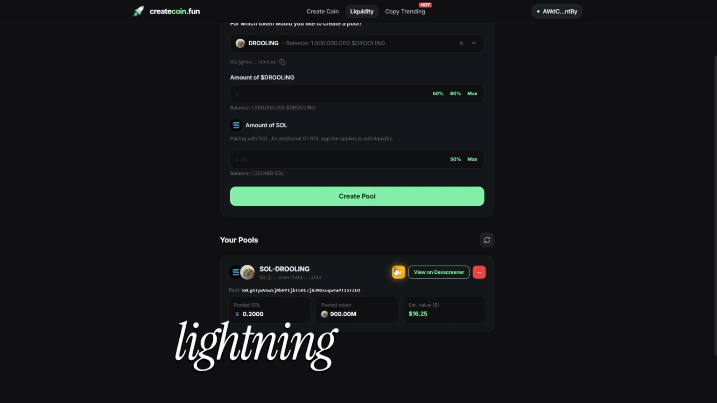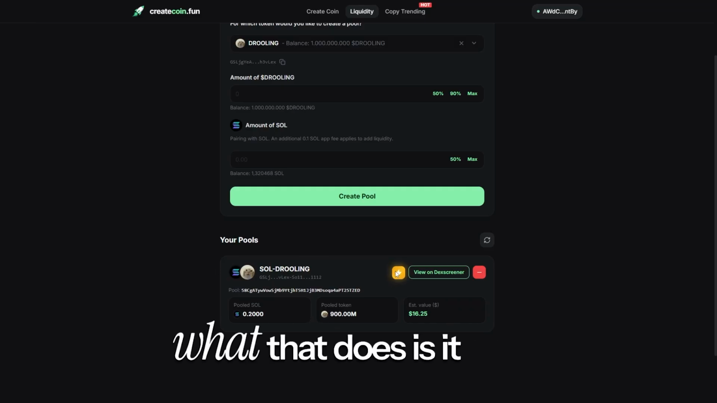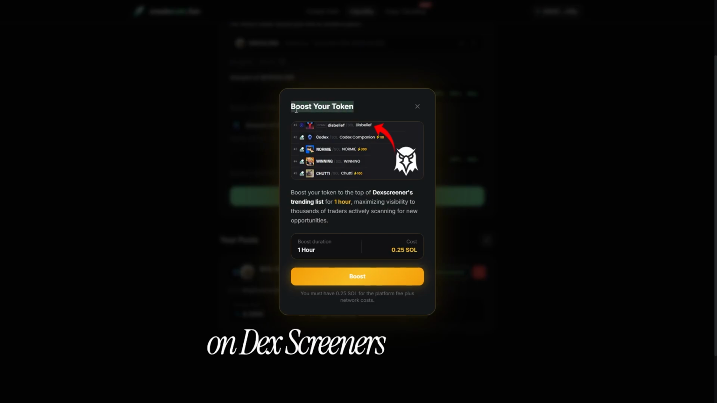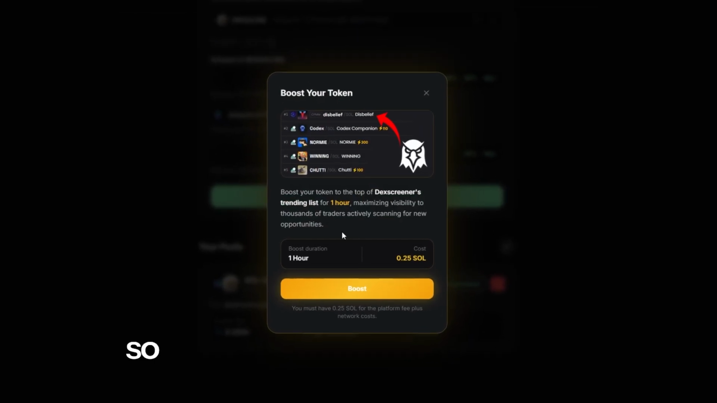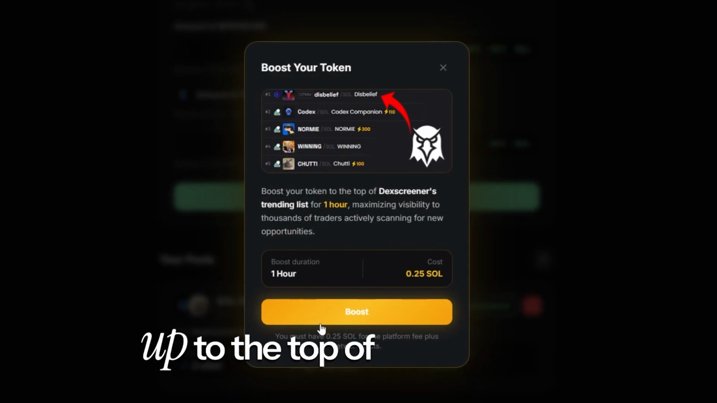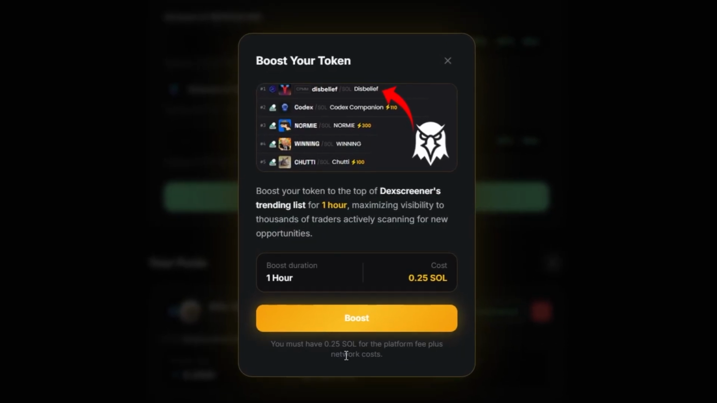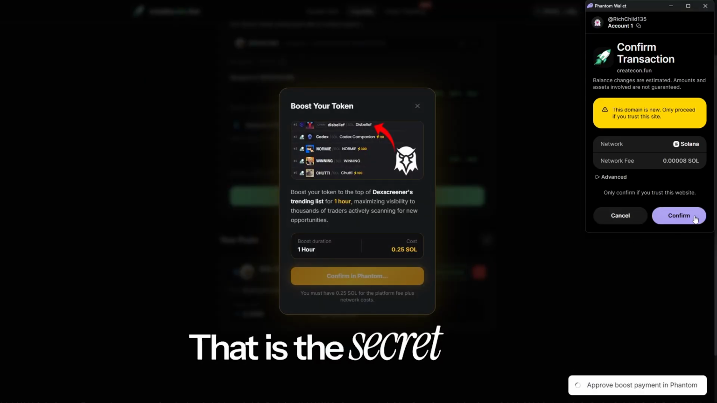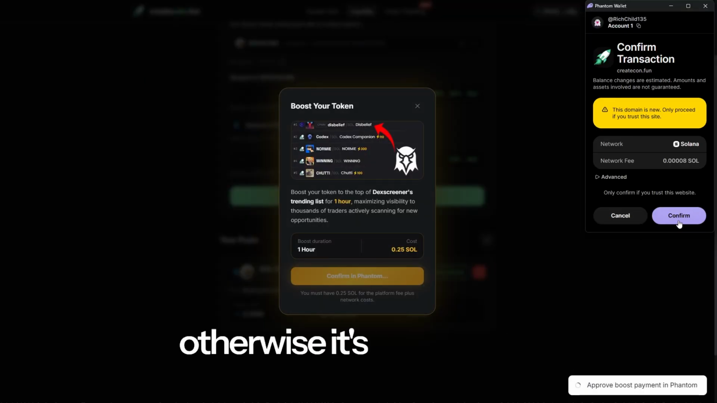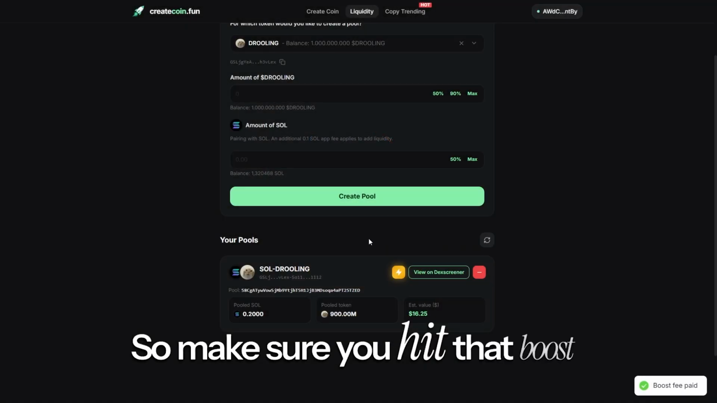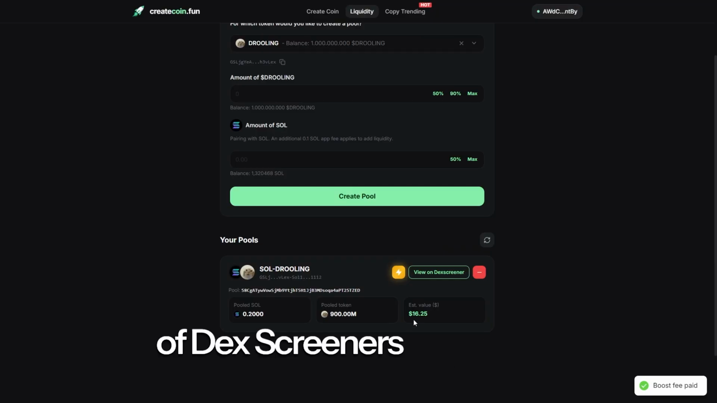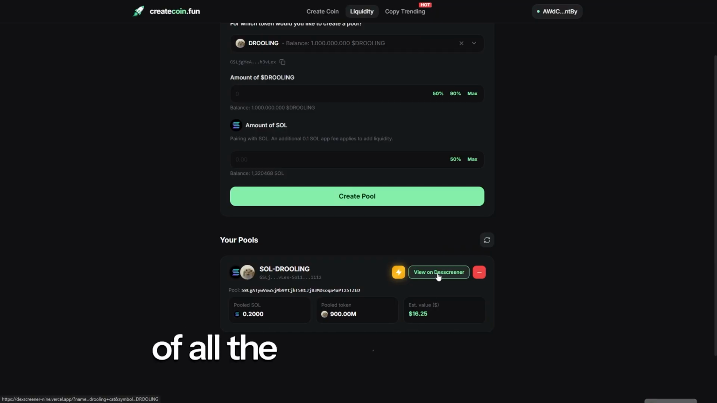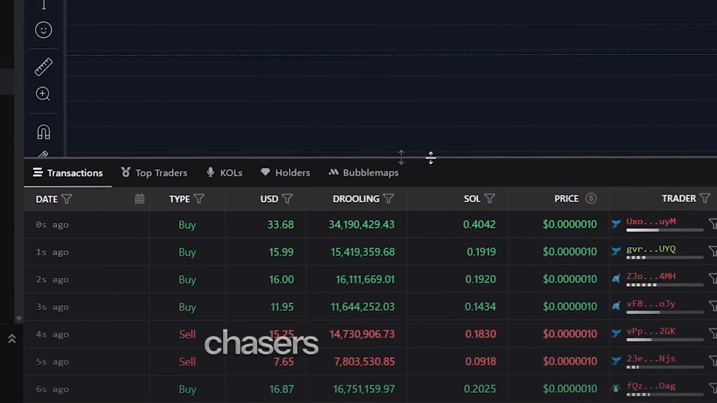Now, we're going to hit this lightning bolt button, and what that does is it boosts our token on DEX Screener's trending list. Okay, so now we're going to be kicked up to the top of the trending list on DEX Screener for the cost of 0.25 SOL. So make sure you boost. That is the secret to this method. You've got to boost, otherwise it's not going to work. So make sure you hit that boost button, kick yourself up to the top of DEX Screener's trending charts, and you can take advantage of all the people who've set up their bots and the trend chasers and all that.